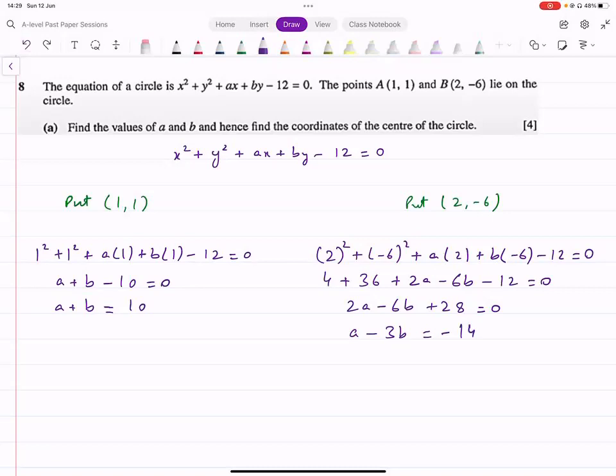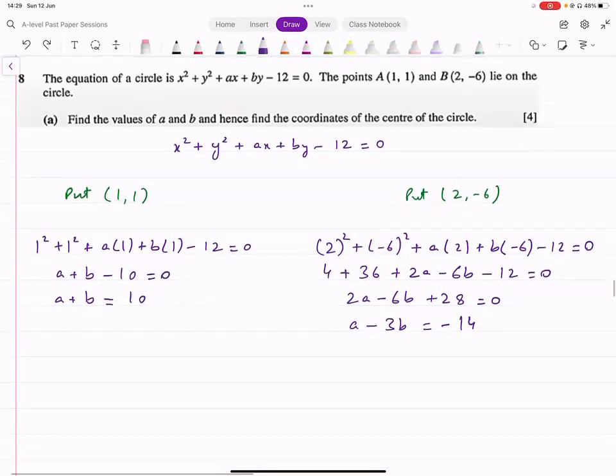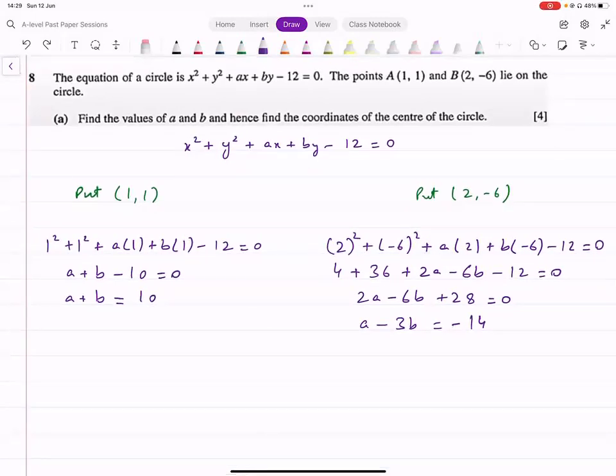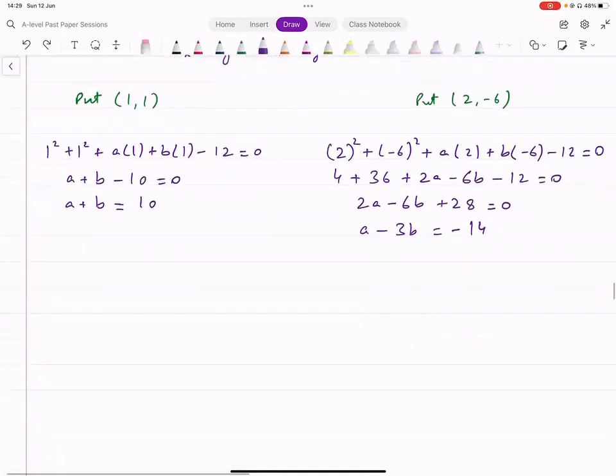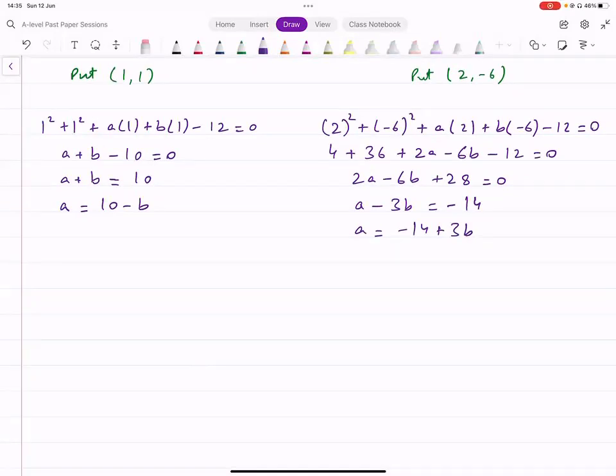Now you can solve them simultaneously. Again, it's necessary to show the process for this. It's paper 1. You have to show how to solve simultaneous equations here. You can either use substitution or elimination, whatever you are comfortable with. I can make a the subject in both of them. That gives me 10 minus b here, and here it gives me minus 14 plus 3b. Okay, so now we have a as the subject in both of them.